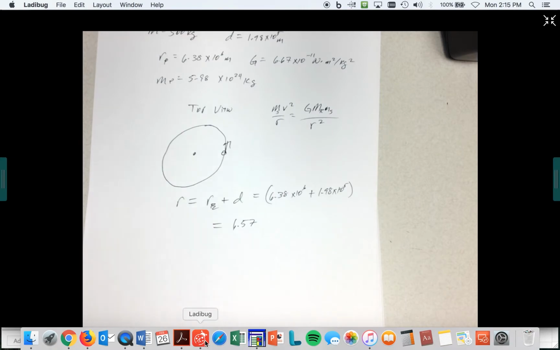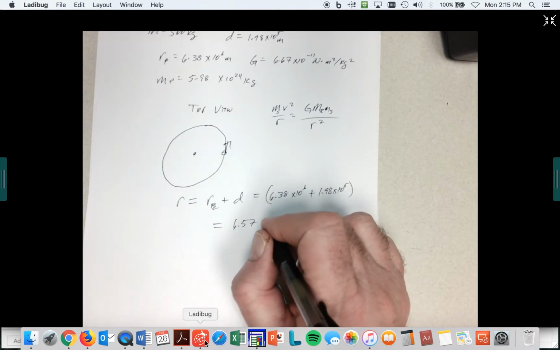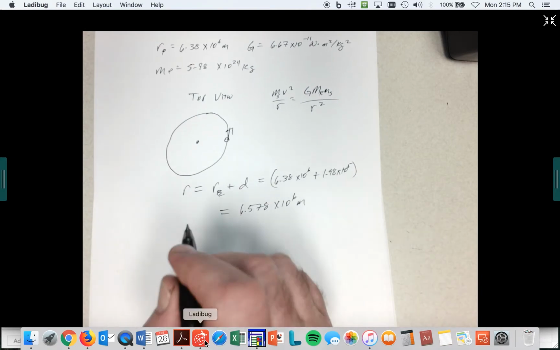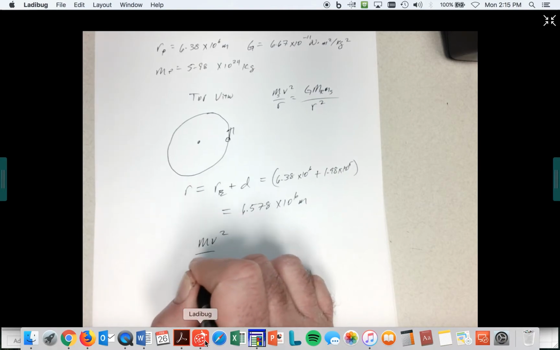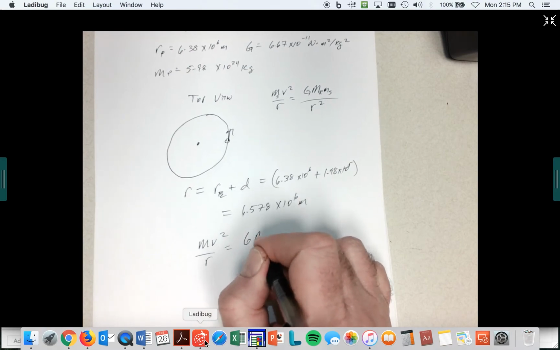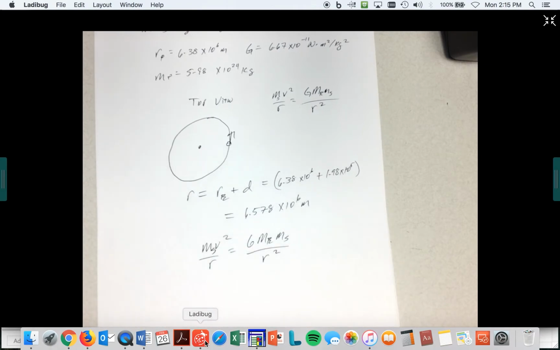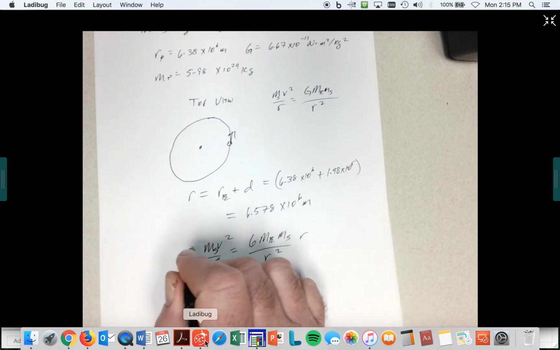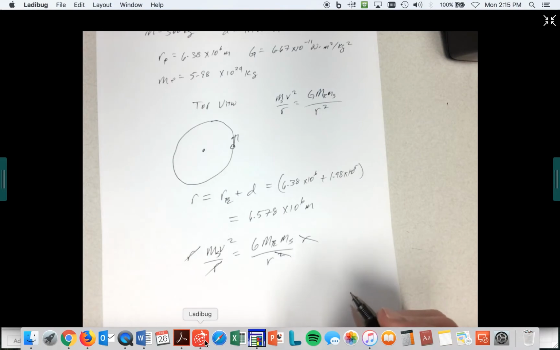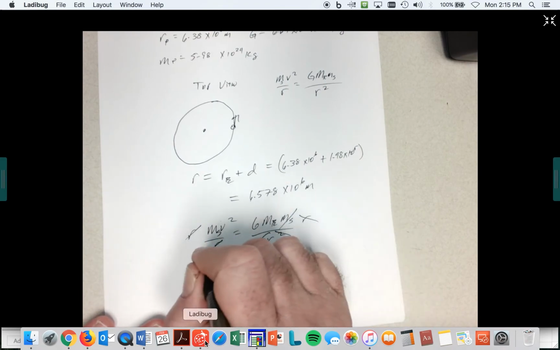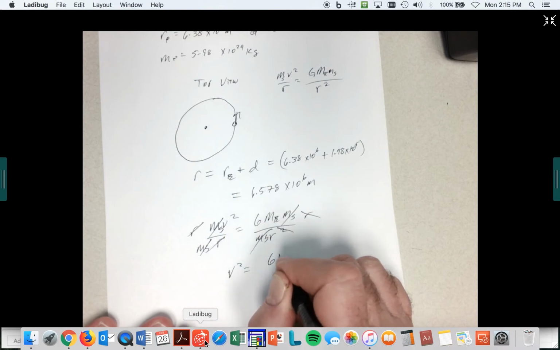I'm going to change this to scientific notation real quick: 6.578 times 10 to the 6th meters. That's my R. Now, let's just do the quick and dirty algebra here. mv squared over r is equal to G Me ms divided by r squared. I'll multiply r by both sides, and divide ms by both sides, and I wind up with v squared equal to G Me over r.